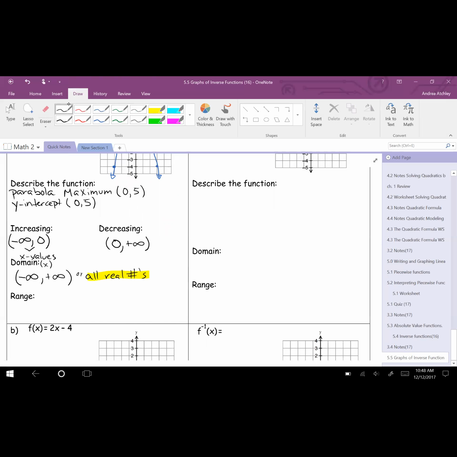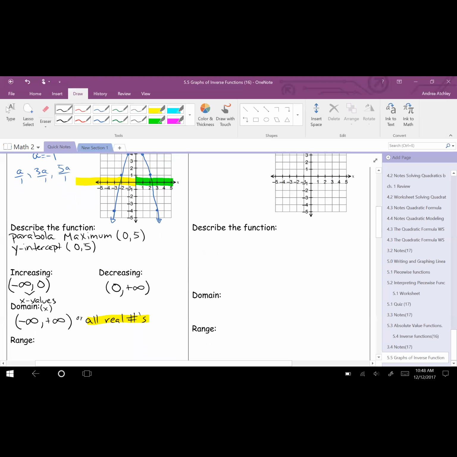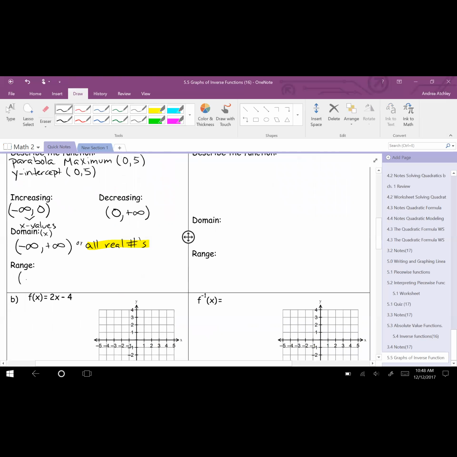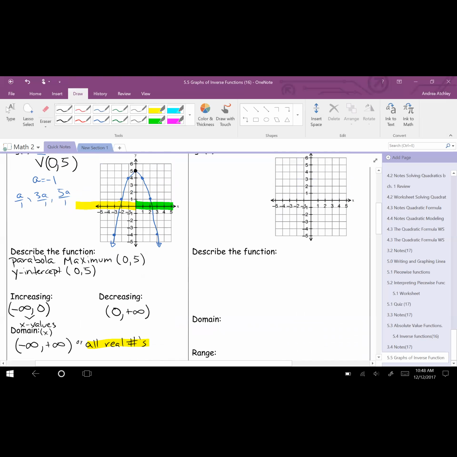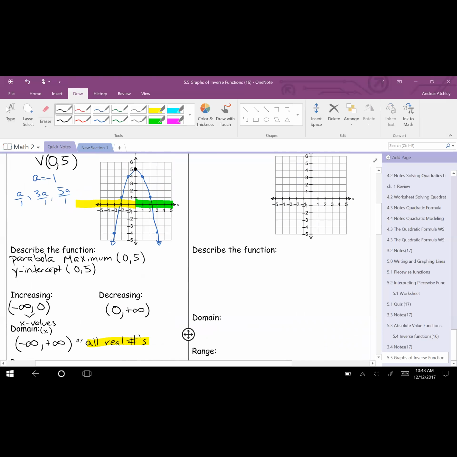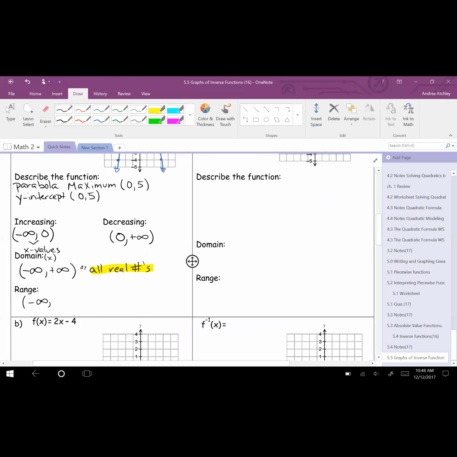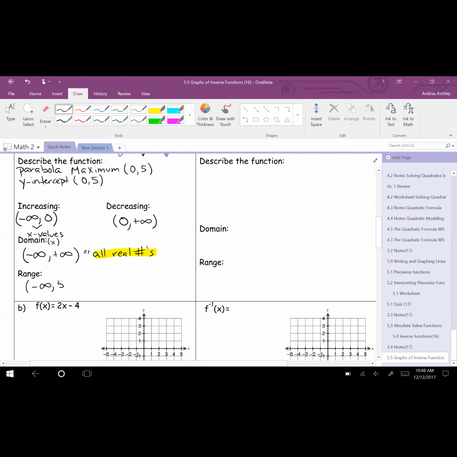Okay, the range now is a little different. Range, again, we're always going to start with the lowest point. How far down will my parabola go? Forever down, so my range starts at negative infinity. What is the highest point it will go? 5. It won't go anywhere above 5. Since it can equal 5, right? Can it equal 5? Yes, that'll be the vertex. I put a bracket.